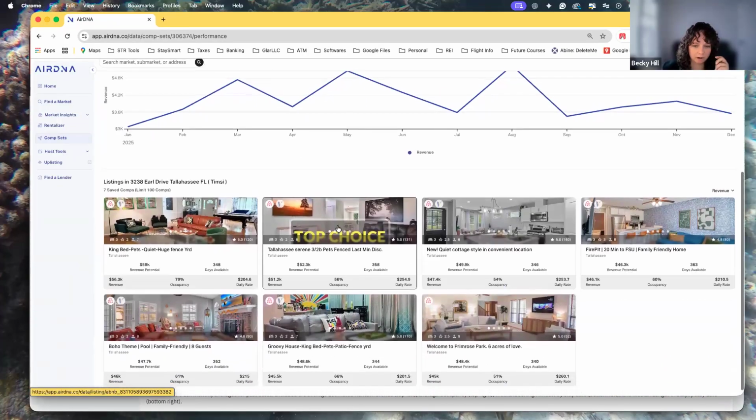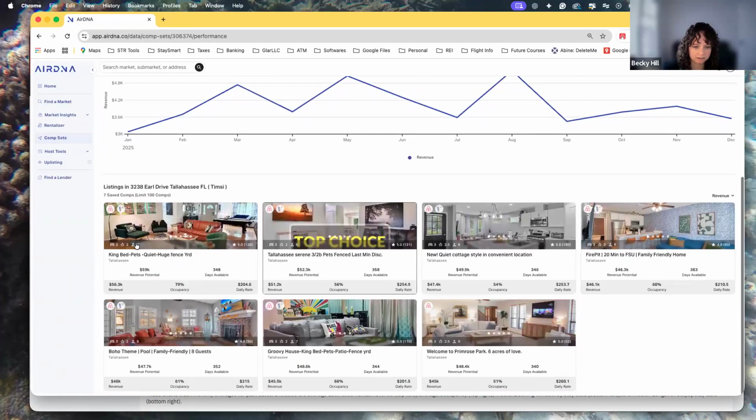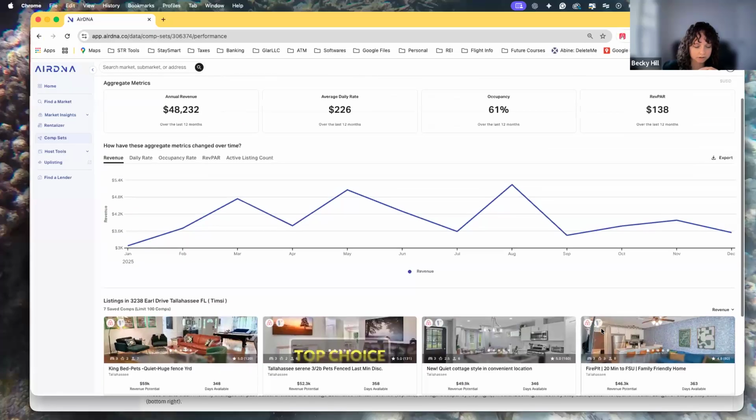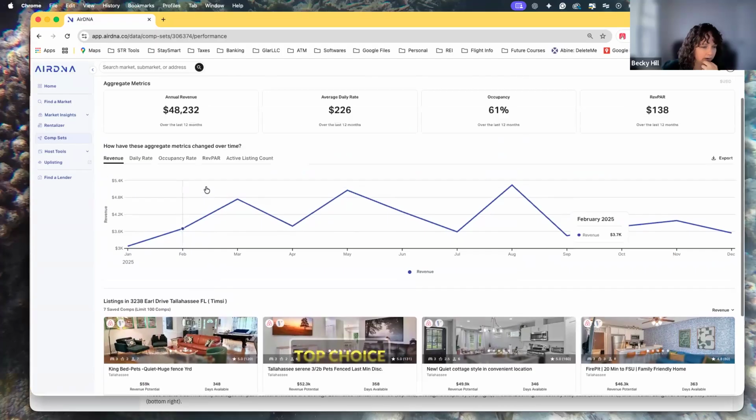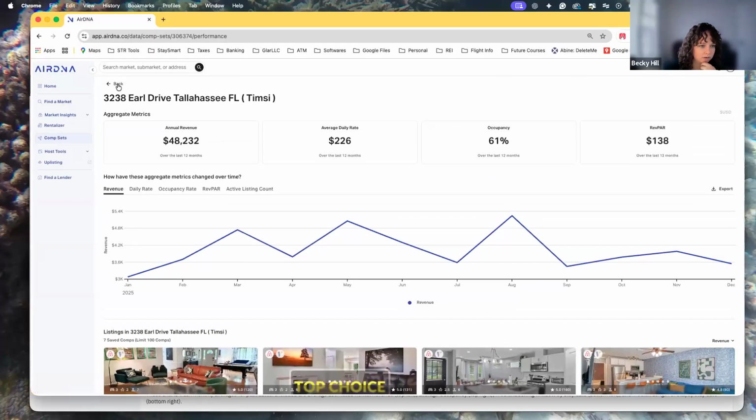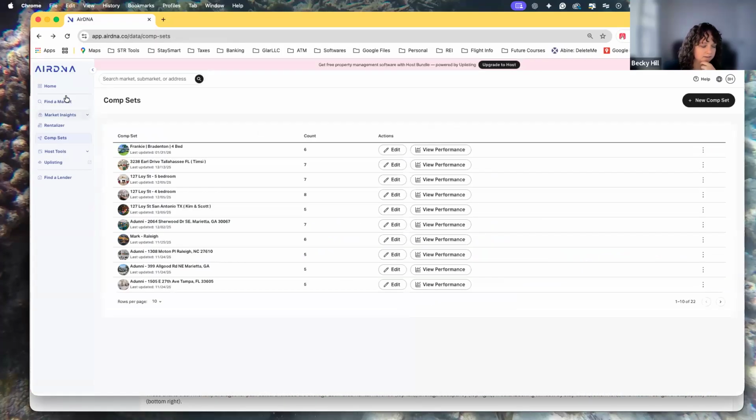I do this for each of my properties. It just gives me the averages of what the properties that I'm comparing to are doing, and so then I can have a decent expectation of what they're going to do on a monthly basis.